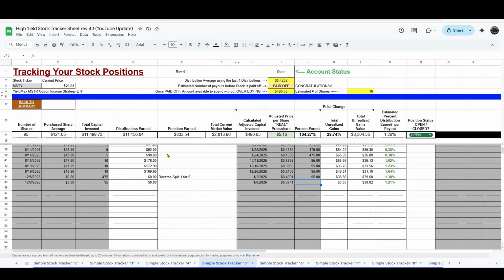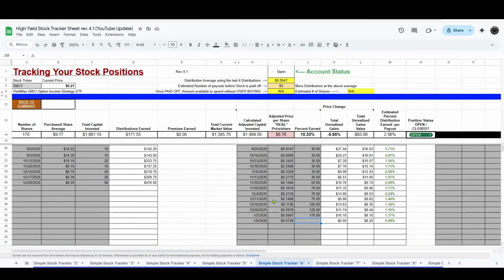Happy about that one. And for MSTY, I have a total of 95 shares. We enter in the 95 right here. And my real price per share, since it is a minus 5.16, meaning that is under zero and therefore it is paid off, that real price per share of minus 5.16 now becomes minus 5.54. So I just continue to pull in those distributions, capturing those, and then I can use that money for whatever I want. Love it. SMCY, we earned 7 cents on this one.